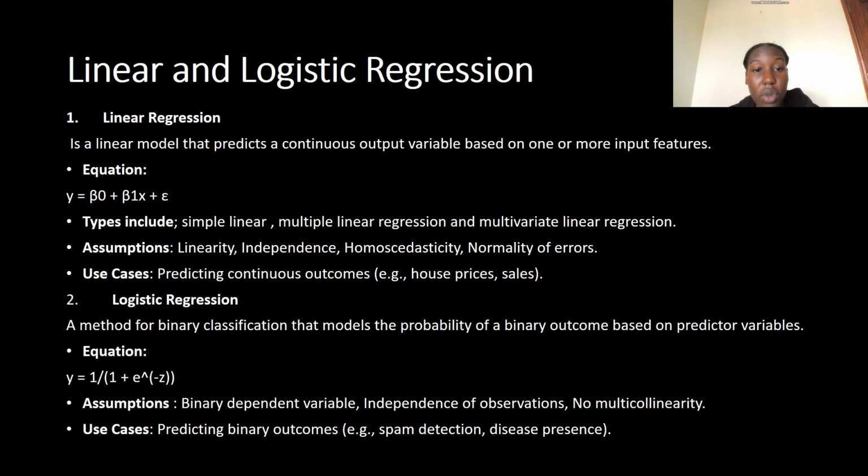The assumptions for logistic regression include having a binary dependent variable. That is, the dependent variable should be binary, meaning it has only two possible outcomes. The independence of observations is another assumption, whereby each observation should be independent of others, and no multicollinearity.